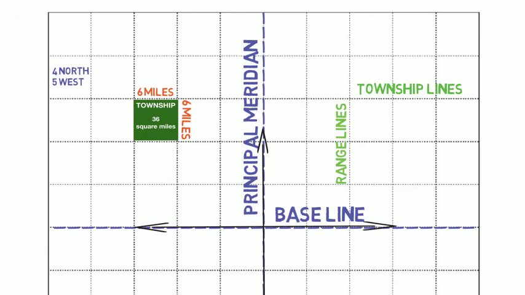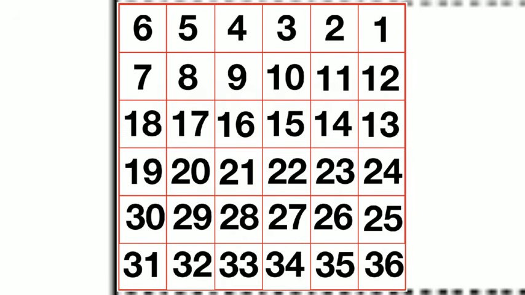But even if you identify that little area, 36 square miles is still a pretty large area. Thus, next comes the sections. A township is divided into 36 sections. Remember, a township is 36 square miles. There are 36 sections, so that means each section is 1 square mile.